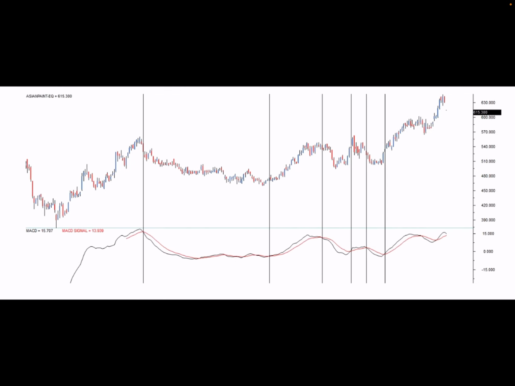So the chart here plots the MACD indicator of Asian Paints Limited. You can see the MACD line below the price chart. The indicator uses standard parameters for MACD: 12-day EMA of the closing price and 26-day EMA of the closing price. The MACD line, 12-day EMA minus 26-day EMA, is represented by the black line, and the 9-day EMA of the MACD line is represented by the red line.